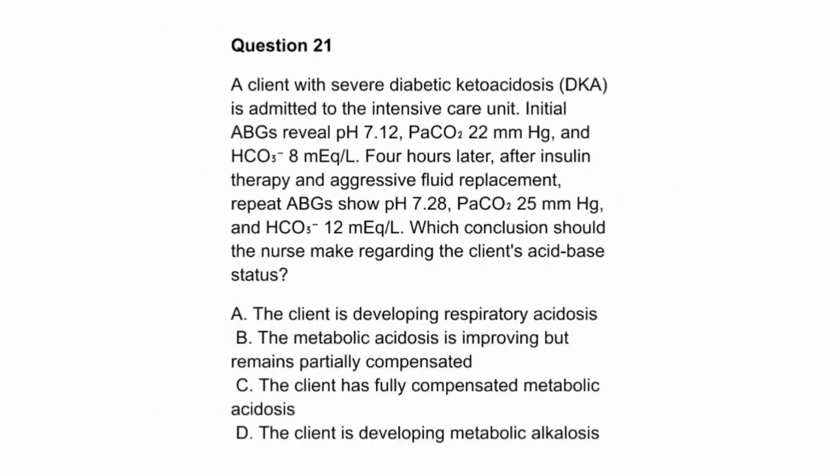Question 21. A client with severe diabetic ketoacidosis, DKA, is admitted to the intensive care unit. Initial ABGs reveal pH 7.12, PaCO2 22 millimeters of mercury, and HCO3 8 milliequivalent/L. 4 hours later, after insulin therapy and aggressive fluid replacement, repeat ABGs show pH 7.28, PaCO2 25 millimeters of mercury, and HCO3 12 milliequivalent/L. Which conclusion should the nurse make regarding the client's acid-base status?